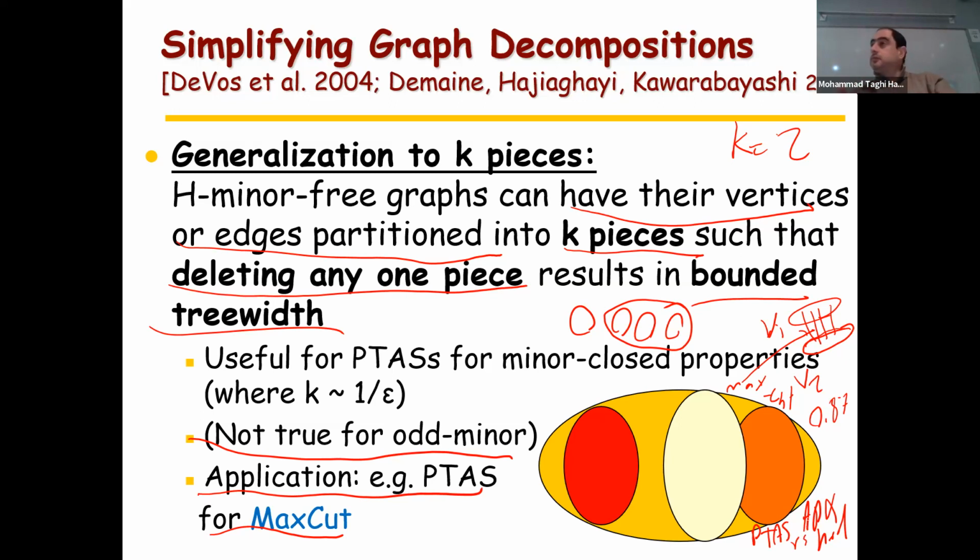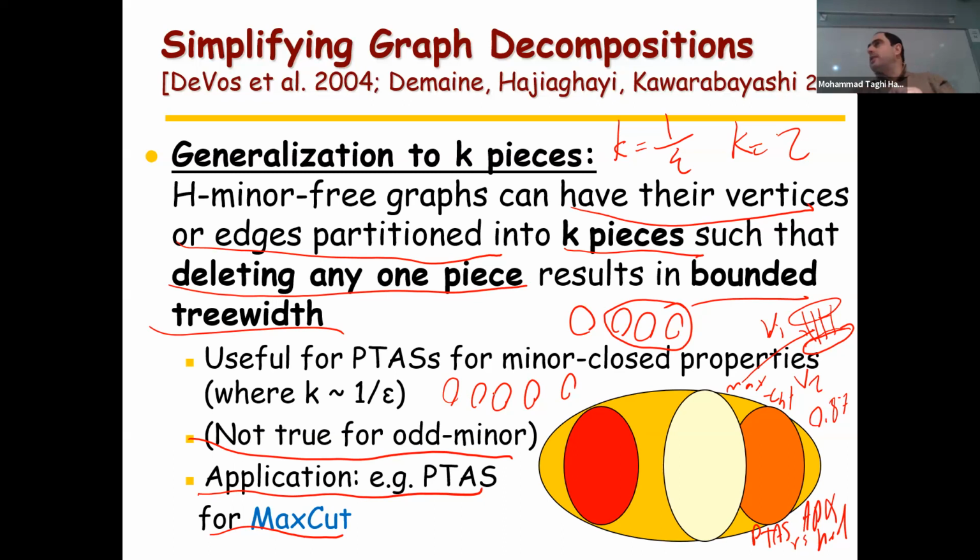How can we get it? Consider the whole graph and use this theorem. Generally K would be 1 over epsilon, so if you want a PTAS with epsilon, you will put K in the order of 1 over epsilon. Partition this graph into K parts. Now, if you partition into K parts, you know that the max cut is in at least one of these sets that you have.